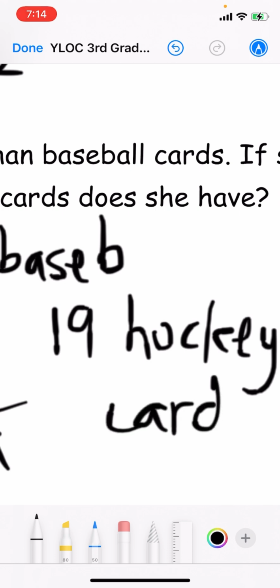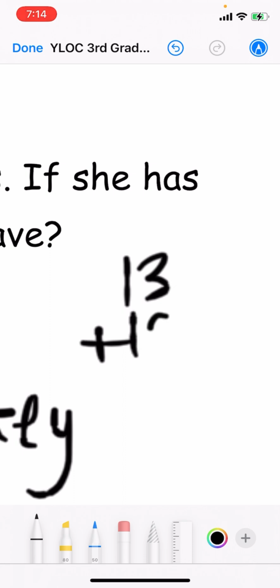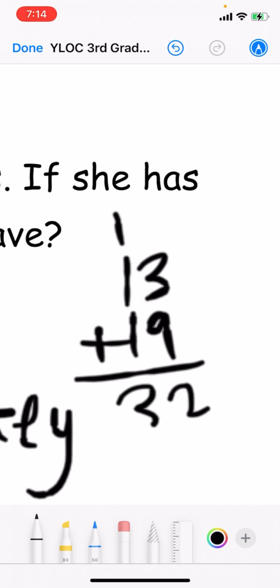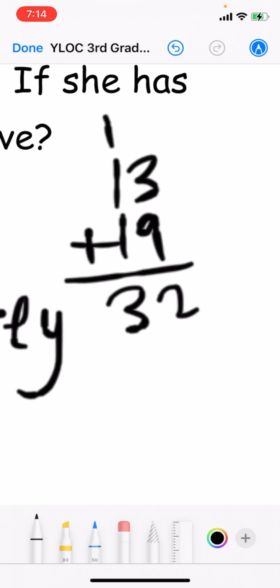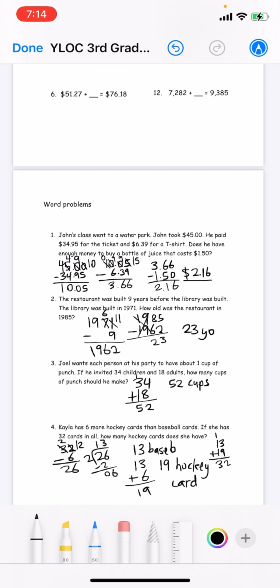And we can check by adding 13 plus 19, and so 3 plus 9 is 12, and then 1 plus 1 plus 1 is 3. So there's 32 cards in all, so we are correct. So Kaylee has 19 hockey cards in all.